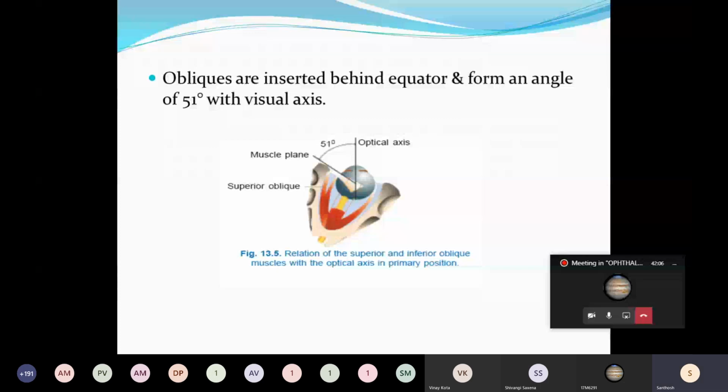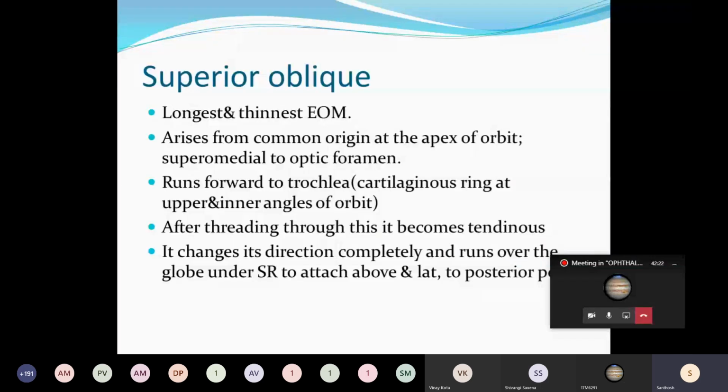Coming to the superior oblique, it is the longest and thinnest extraocular muscle. It arises from a common origin at the apex of the orbit, superomedial to the optic foramen, and runs forward to a structure called the trochlea, which is nothing but a cartilaginous ring at the upper and inner angle of the orbit. After threading through this, it becomes tendinous. It changes its direction completely and runs over the globe under the superior rectus to attach above and lateral to the posterior aspect of the eyeball.